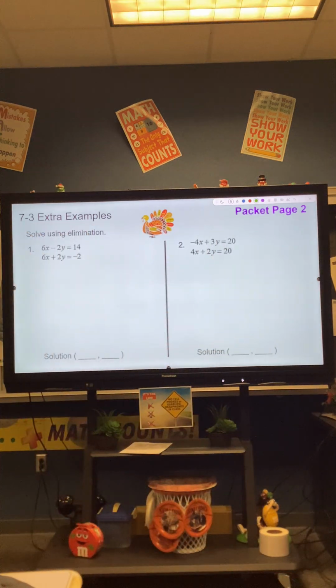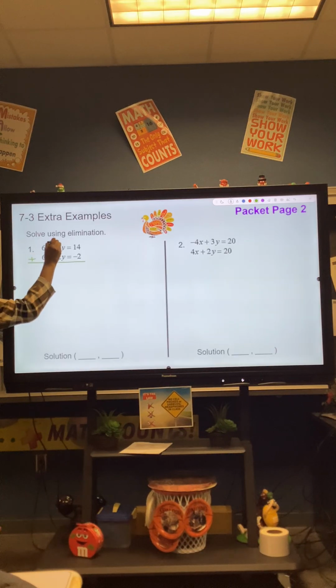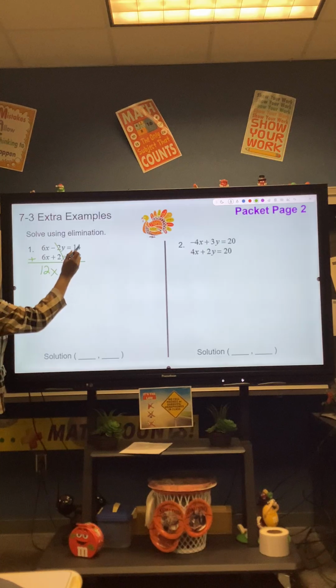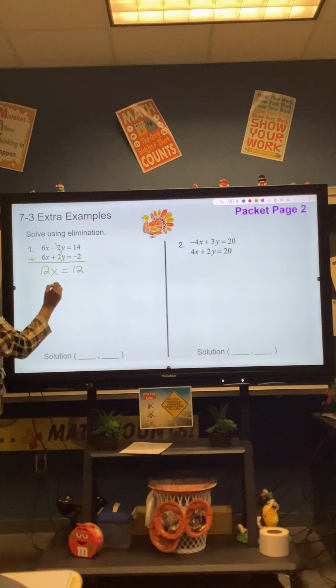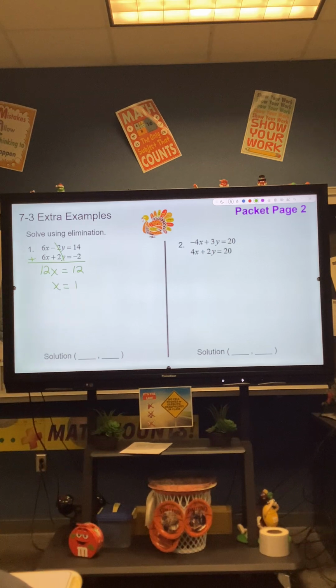Do we have a 0 pair? Is there something we can cancel out? Is it the x or the y's? The y's. So we're going to create that 0 pair. 6x plus 6x gives me 12x. 14 minus 2 gives me 12. The value of x is going to be 1.